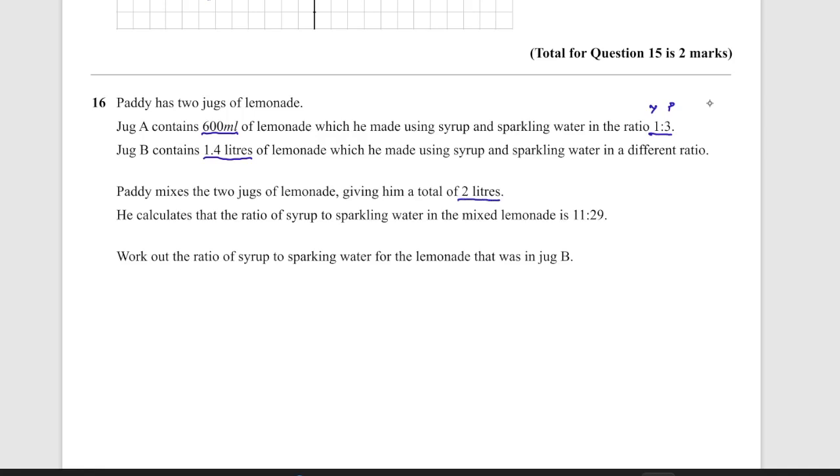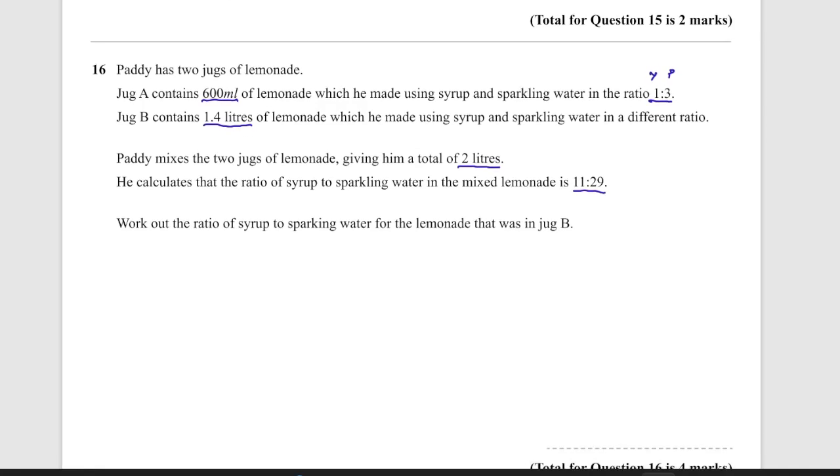Okay, he calculates that the ratio of syrup to sparkling water in the mixture was 11 to 29. Work out the ratio of syrup to sparkling water for the lemonade that was in jug B. Okay, so I'm going to start by looking at the total. And again, your strategy for this can be completely different to mine, but we should end up with the same answer. So I'm going to stick with that Y to P.